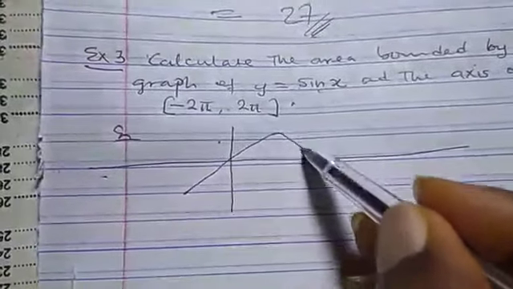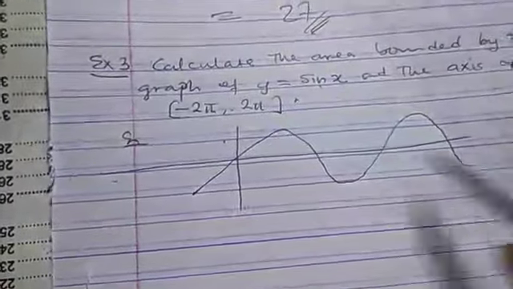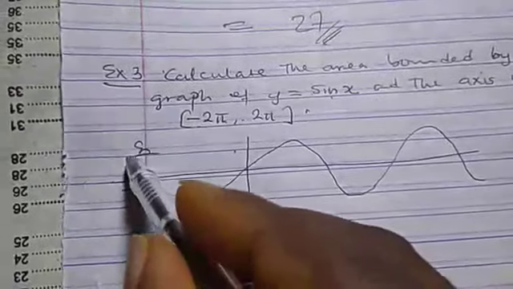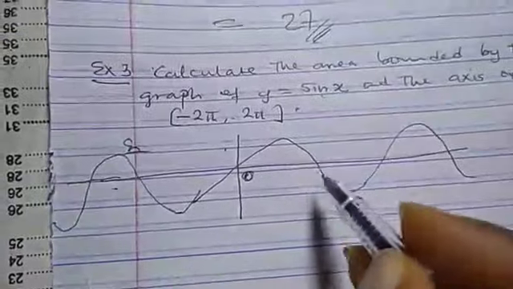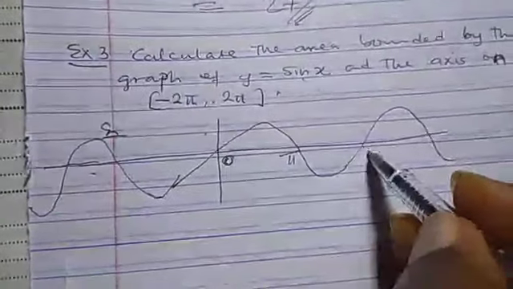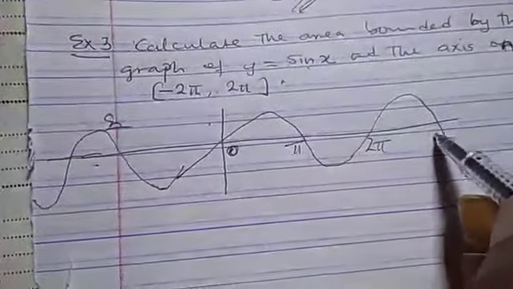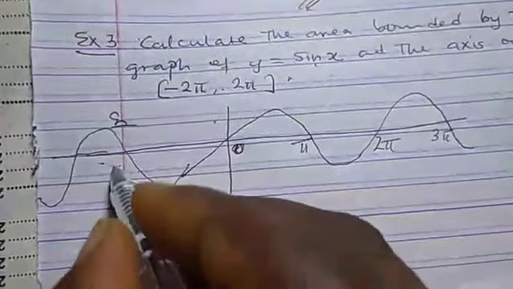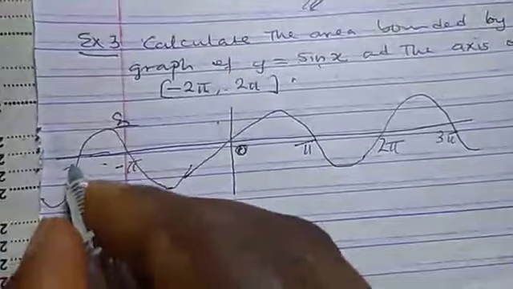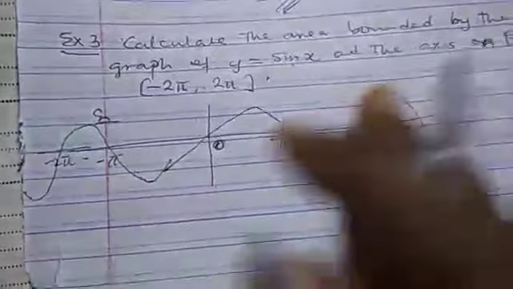This is the graph of sin x. This is how it looks. In this case, there is 0 here, here there is pi, here there is 2 pi. That is how the graph of sin x is. Here there is minus pi, here there is minus 2 pi.